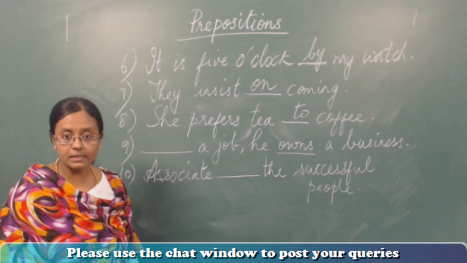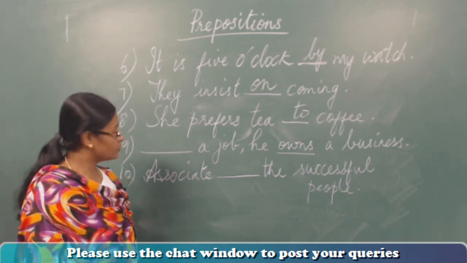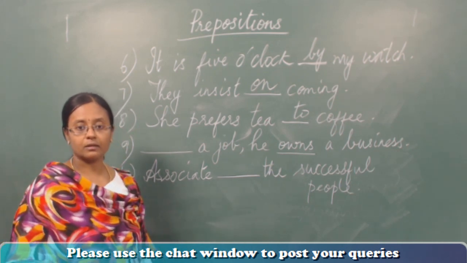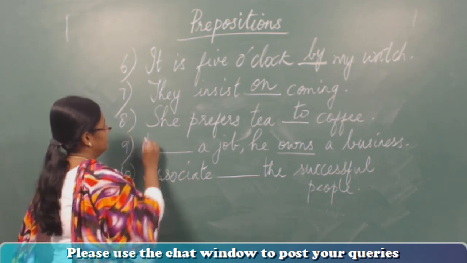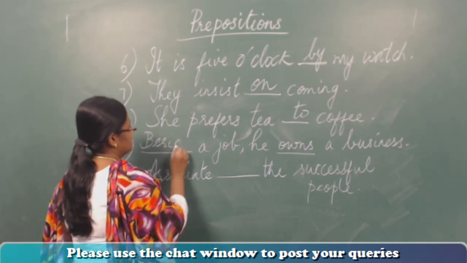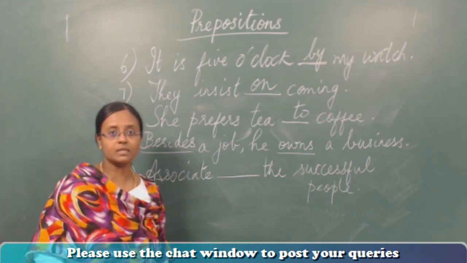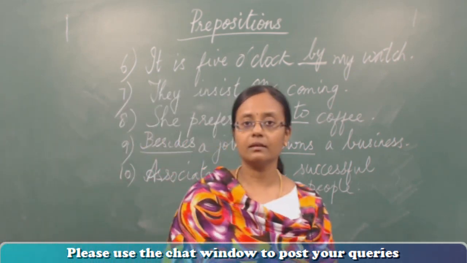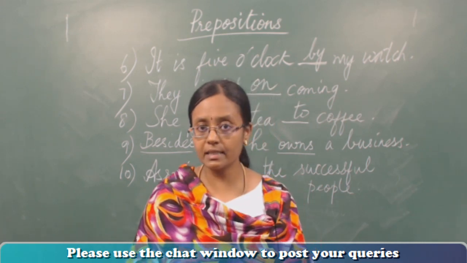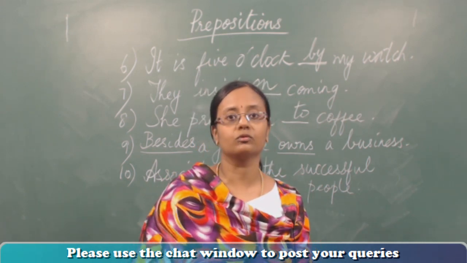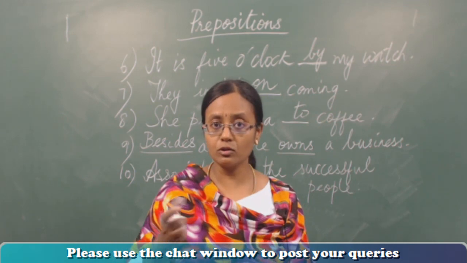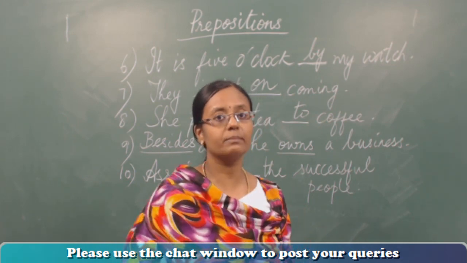Has anybody else typed the answer for number 9? Number 9. Besides. Besides a job, he owns a business. What does besides mean? Besides means in addition to. In addition to a job, he owns a business.